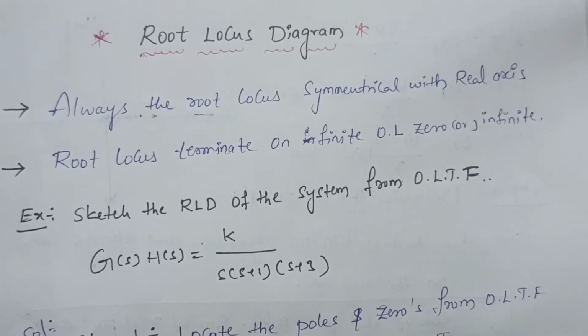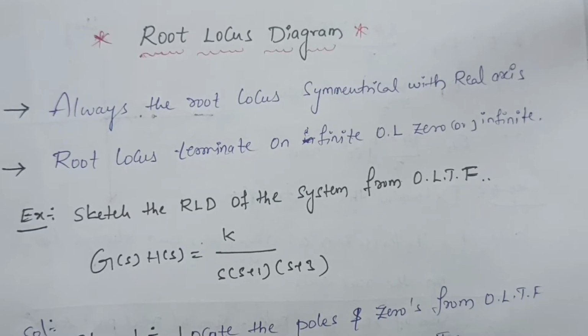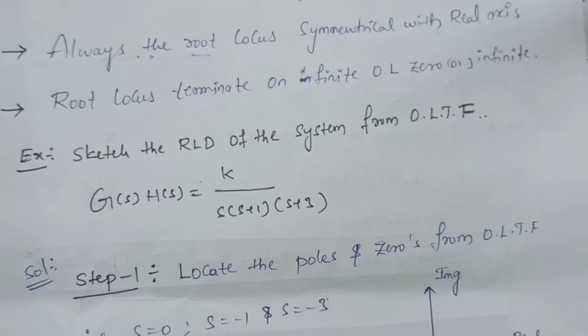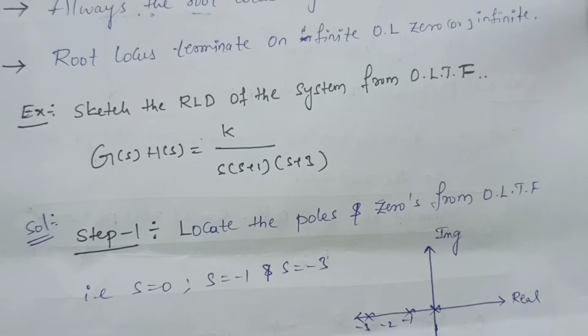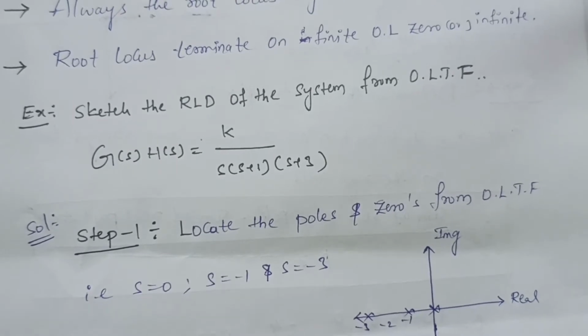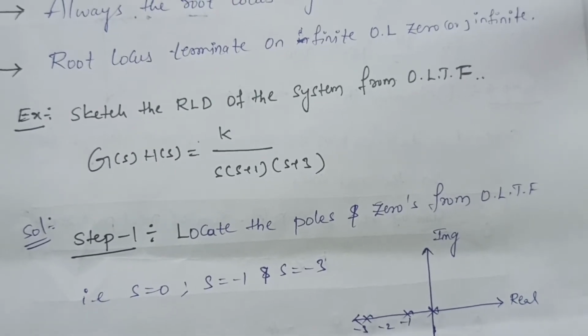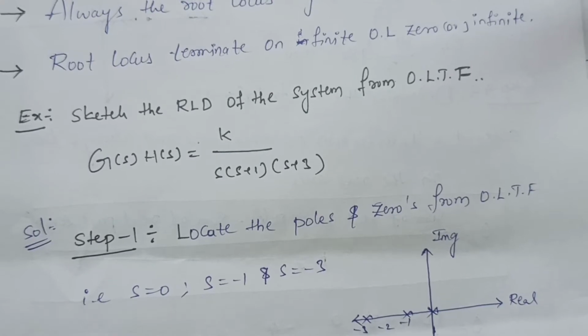The root locus will always be symmetrical with the real axis, and second point, it starts at the poles with k equal to 0 and is terminated at k equal to infinity. Okay, now coming to some important problem. Sketch the root locus of the system from the open loop transfer function. We need to find the root locus by using this open loop transfer function.